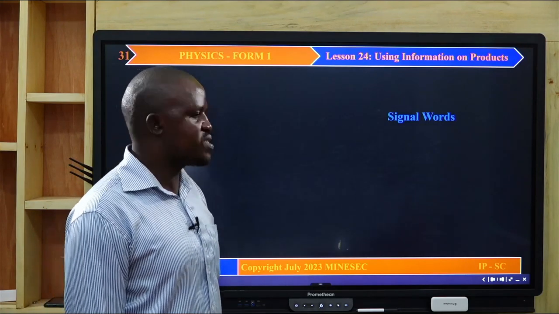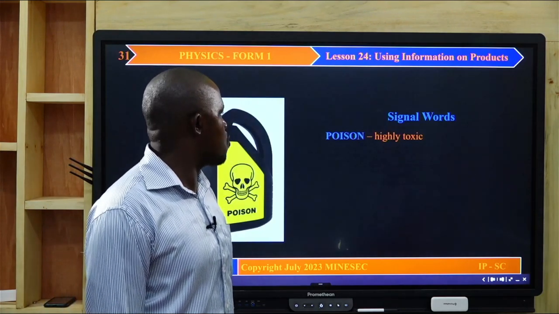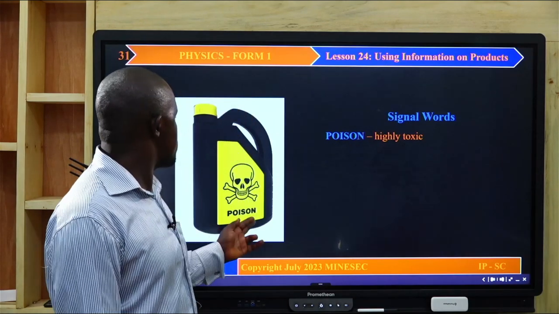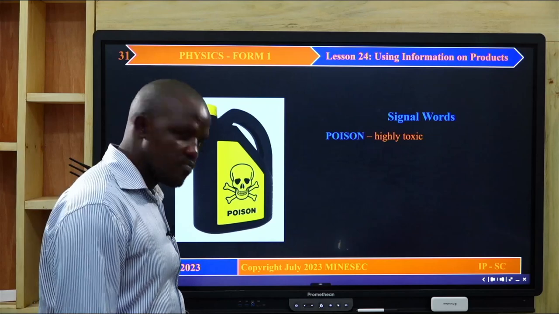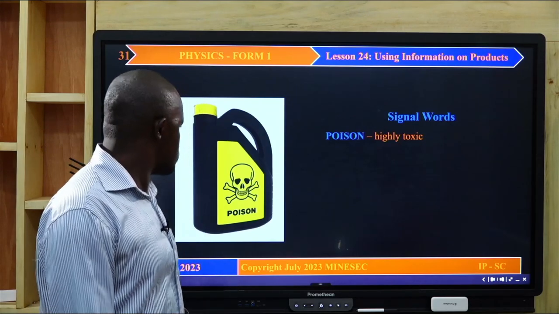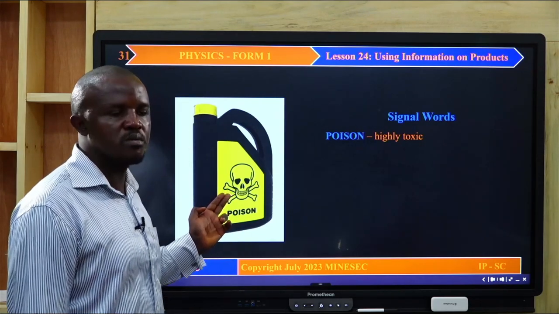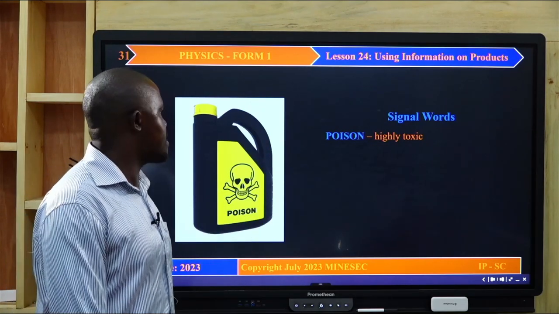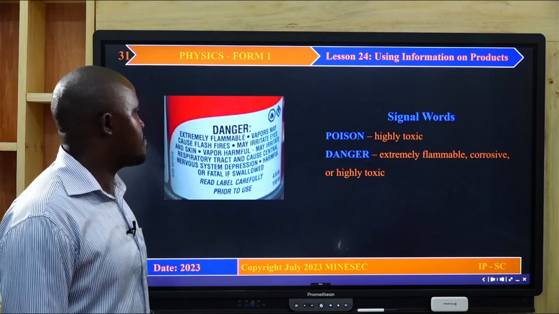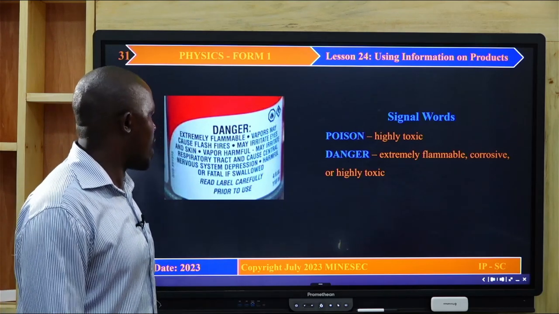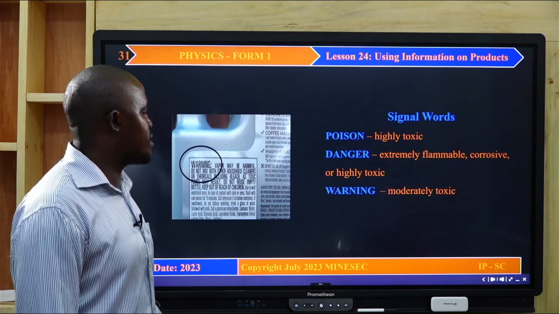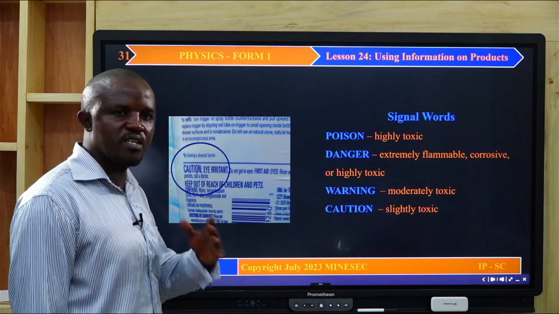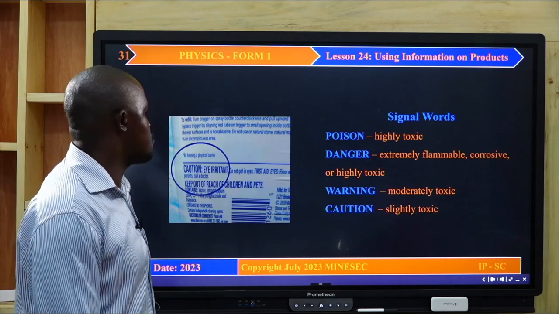So we talked about signal words in the beginning, and which are these signal words? We have words like poison. You can see poison on this container. And when we say the signal word poison, there's also the symbol. It means that it's highly toxic and can destroy the system. So there is danger, which means extremely flammable, corrosive or highly toxic. There is warning, which means that it's moderately toxic. And there's caution, which means that it's slightly toxic. So you should use it with care if you have to use it.